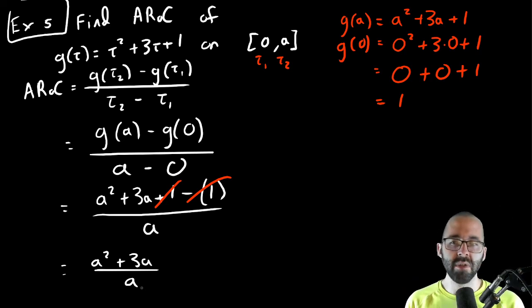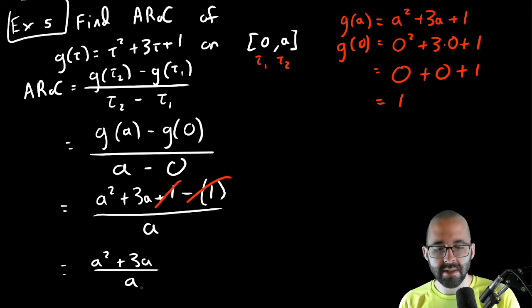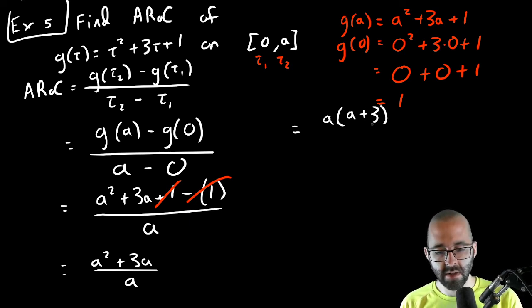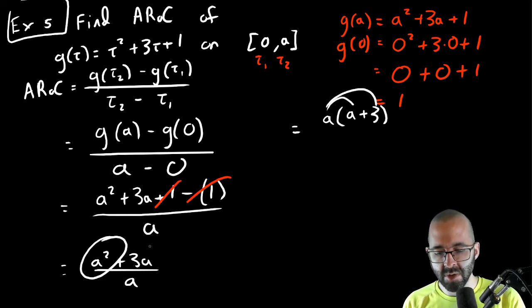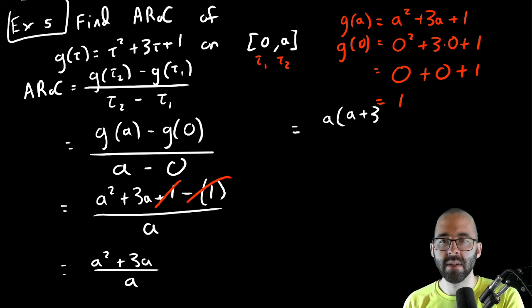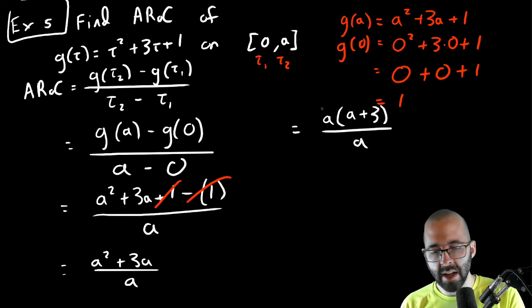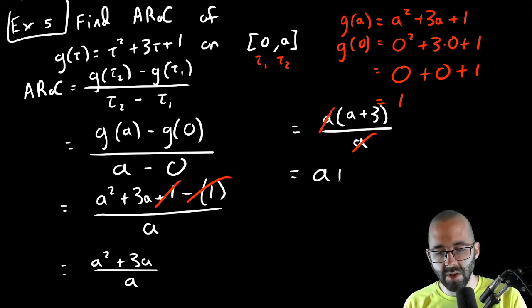But this isn't fully simplified. As long as a doesn't equal 0, we can factor and cancel. We factor an a out of the top, becomes a plus 3. Right? We can check our answer. a times a is a squared. a times 3 is 3a. The denominator is still a, and now the a's cancel. So as long as a is not equal to 0, this average rate of change is a plus 3.